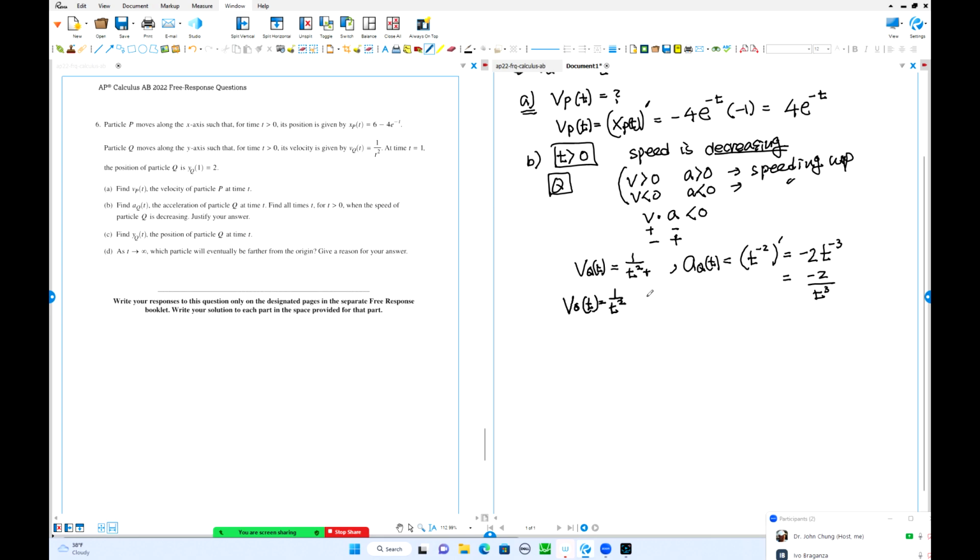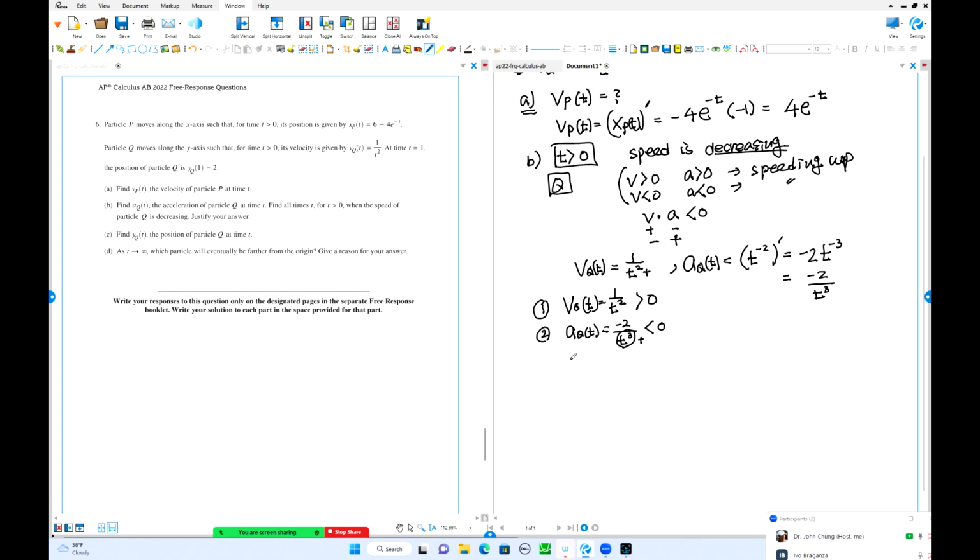1 over t squared is always positive. First one, yeah. What about acceleration? a_Q(t), particle Q. Acceleration is what? Negative 2 over t cubed. Here t cubed is a positive number, t cubed is still positive. So negative 2 divided by positive is still negative, right?